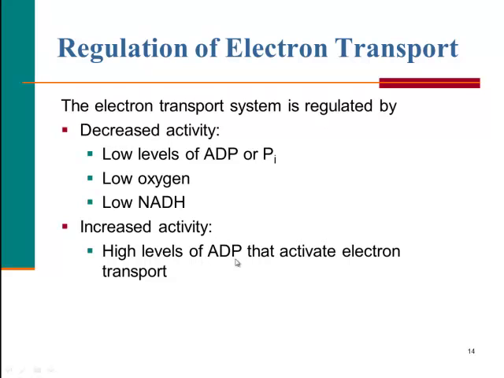High amounts of ADP can be used to make ATP, and it's going to drive the process of the electron transport chain. Hopefully, as you think about these different aspects of what decreases activity or what increases activity, you can see how that makes a lot of sense. If you have any questions about that, let me know, but just ponder this process a little bit and try to make sure that you understand why low levels of any of these components will decrease the activity of the electron transport chain, and why high levels of ADP would increase the activity.